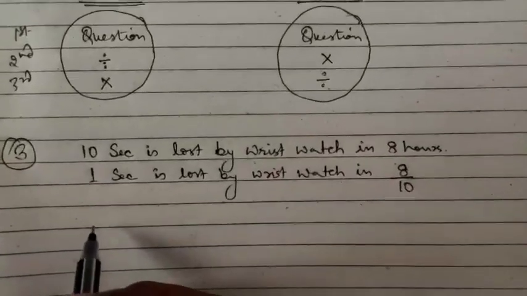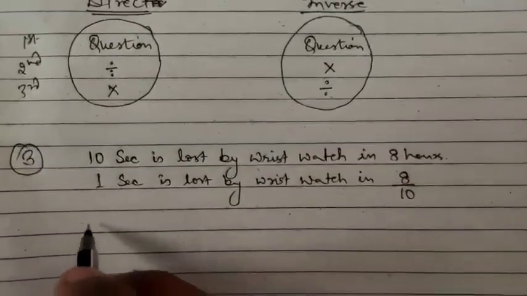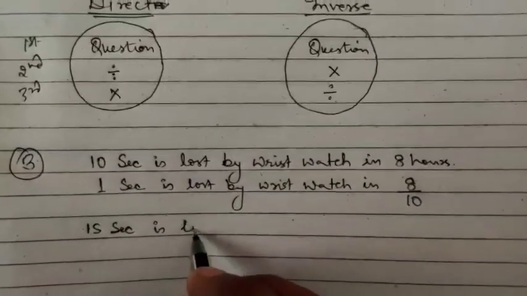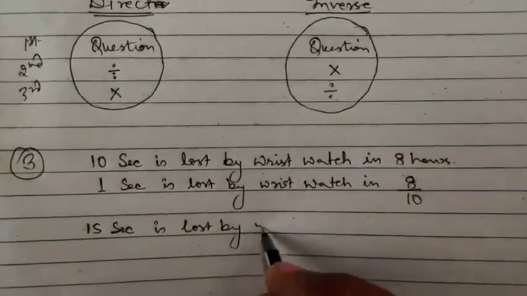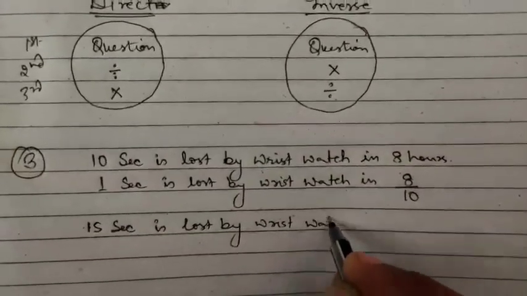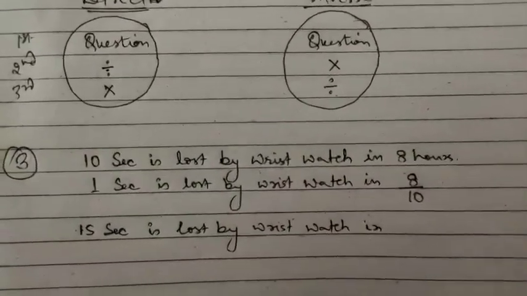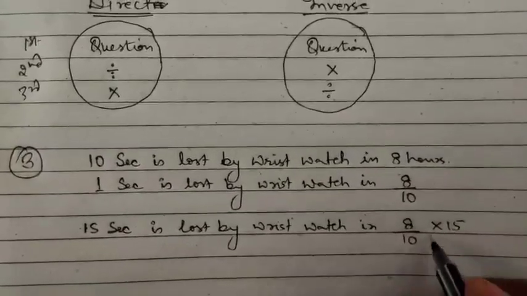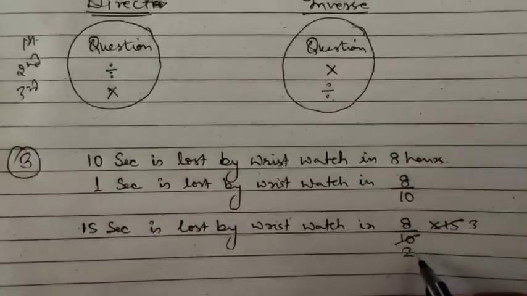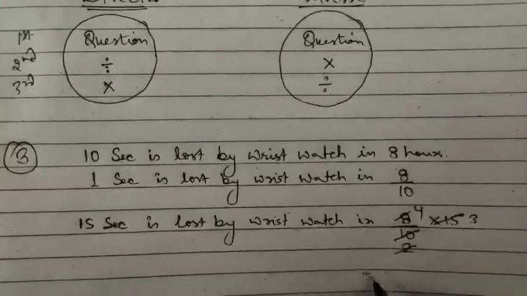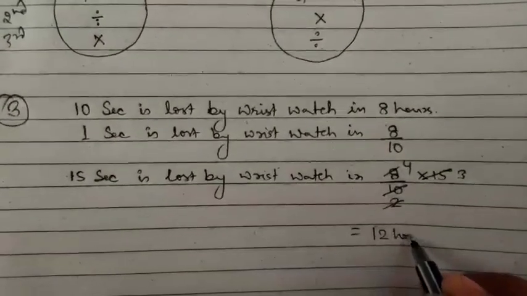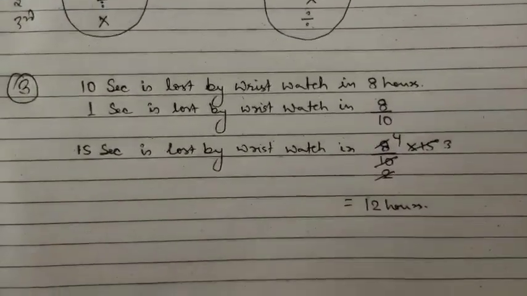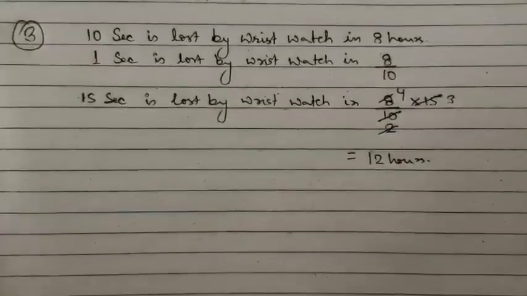Third step, whatever the question is asking: in how much time will 15 seconds be lost. So 15 seconds is lost by the wristwatch in, in the third step, multiplication: 8 by 10 into 15. 5 threes are 15, 5 twos are 10, 2 fours are 8, 4 threes are 12. It means that in 12 hours the wristwatch will lose 15 seconds. Hope that this question is clear to you.